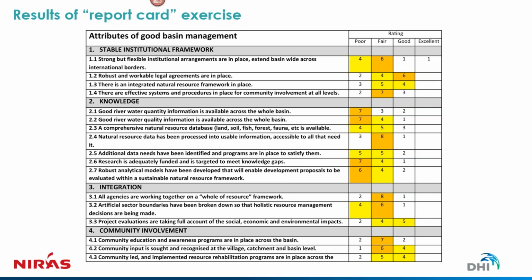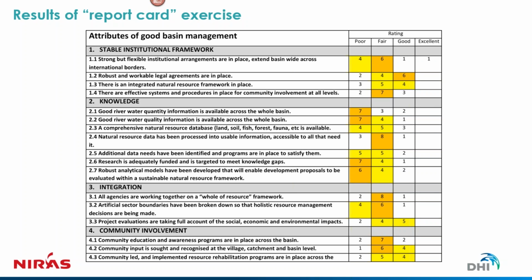Each participant was asked to rate Malawi's status with respect to a number of attributes that you see here under 4 different headings. They could select between poor, fair, good and excellent. And the number that you see on this table is how many votes each attribute received on each rating. So you can see there were 12 attendants to this workshop.